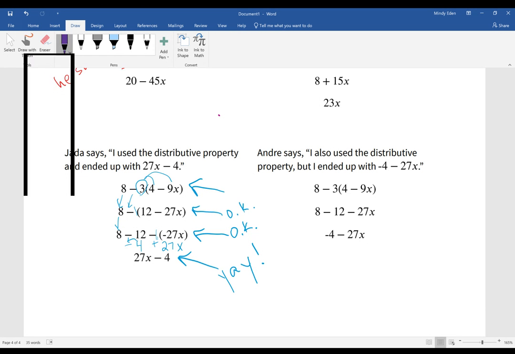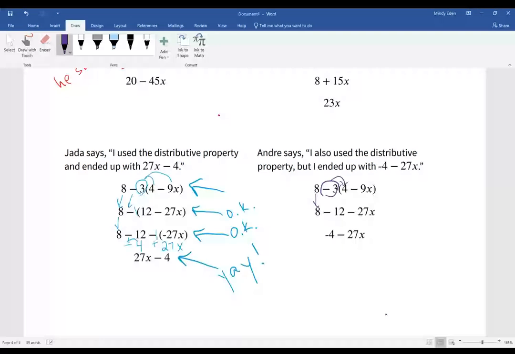So Andre kept the 8, and if we distribute that negative 3, times 4 is negative 12, and negative 3 times negative 9 is not negative 27. It should have been positive 27. So he did what a lot of students do, and he did not distribute the negative 3 to the second number. So he made a mistake.